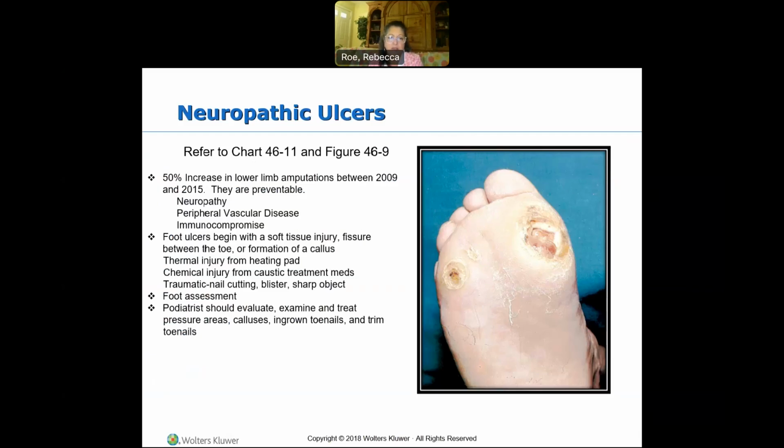Neuropathy, peripheral vascular disease, and immune compromise are all big things that lead to lower limb circulatory problems and limb amputations. The foot ulcers begin their journey with a soft tissue injury. Like I said, it could be a pebble, it could be a sharp object, you could step on a Lego, it could be a fissure between the toes or formation of a callus, which is most common.